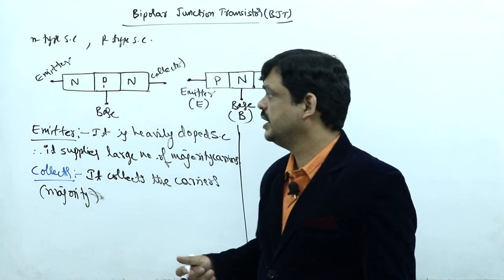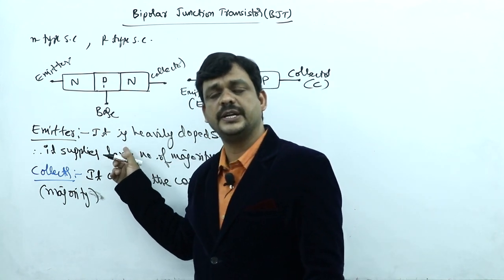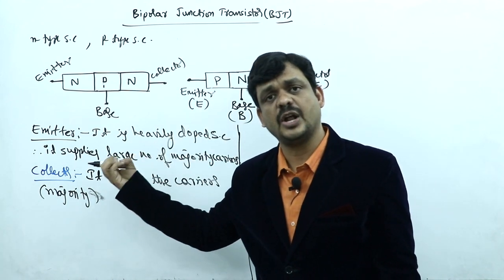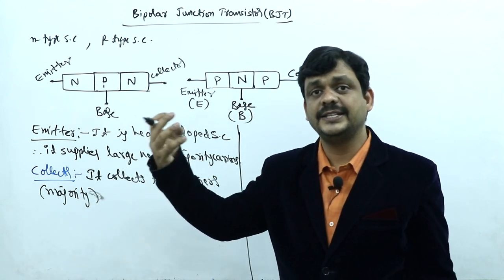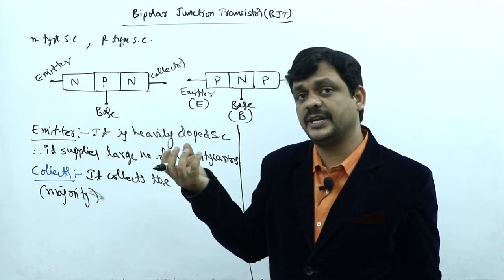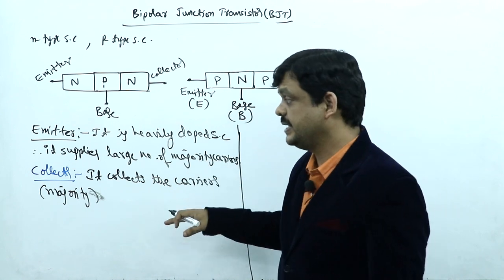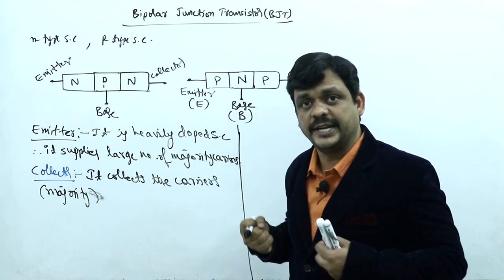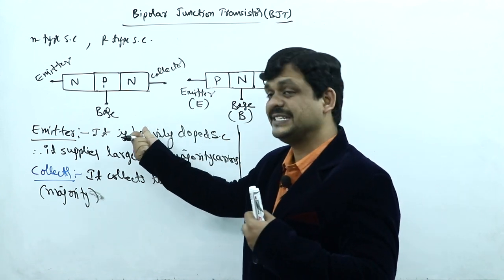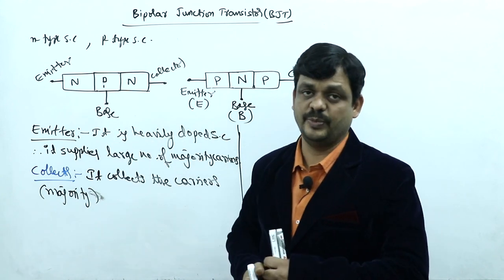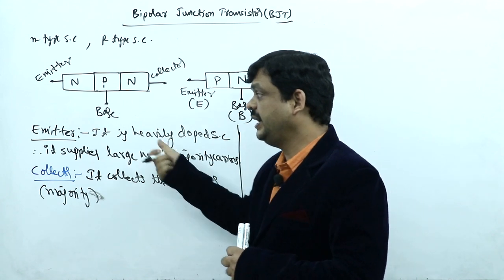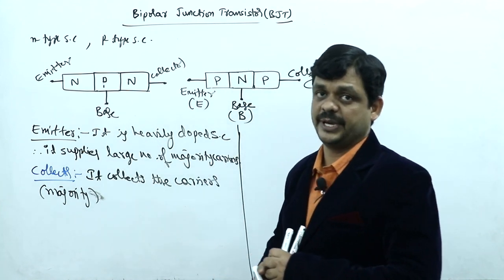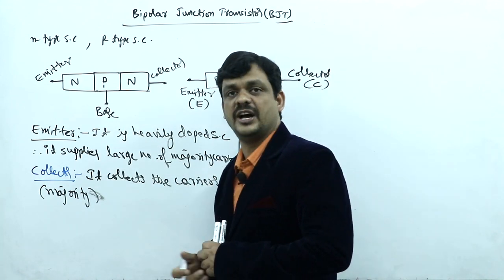To achieve that, one semiconductor is highly doped, then immediately this semiconductor always emits the charge carriers, and these emitted charge carriers are collected by another semiconductor, that is the collector here. So that's why the name is collector. It has to collect these carriers emitted by the emitter. So majority carriers are emitted by the emitter, a highly doped semiconductor. This is the function of the collector.